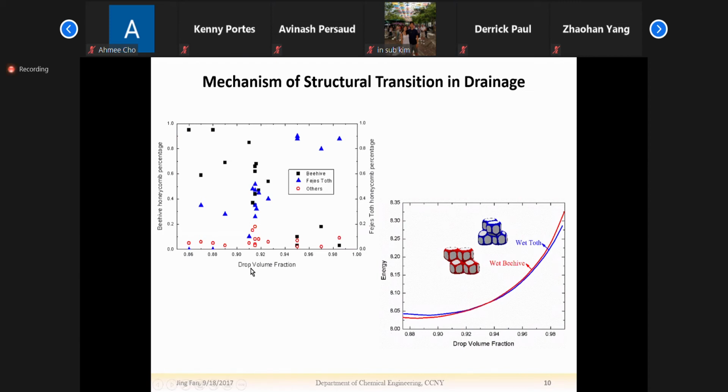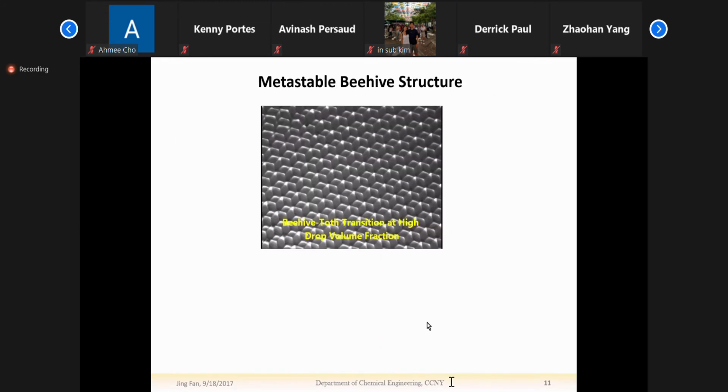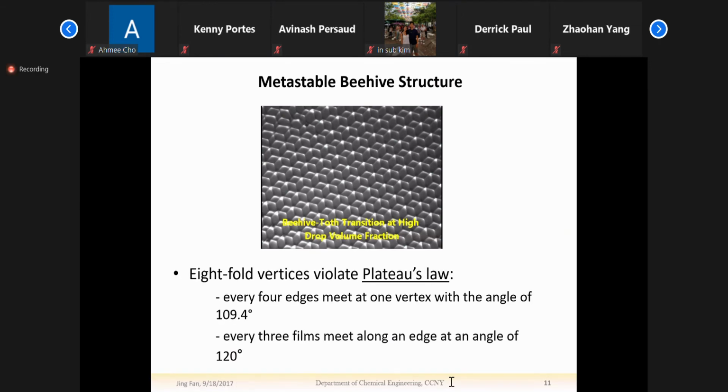Both showed that we have a critical volume fraction above which we will have Toth structure, because this structure has a lower energy than the other at high droplet volume fraction. So yeah, there should be another video here showing how this structure transition takes place, but unfortunately, I don't know why this video cannot play.